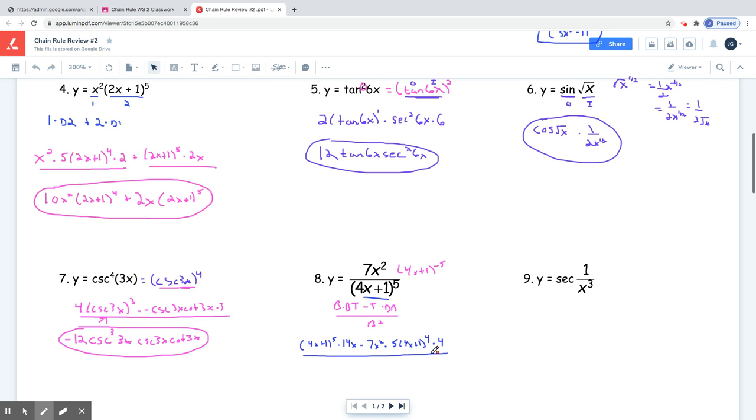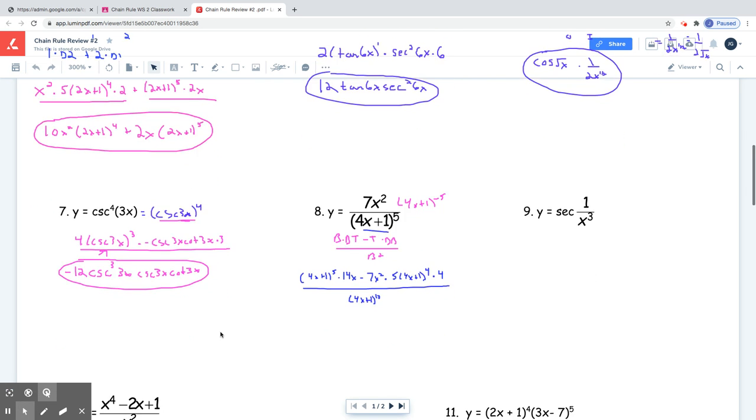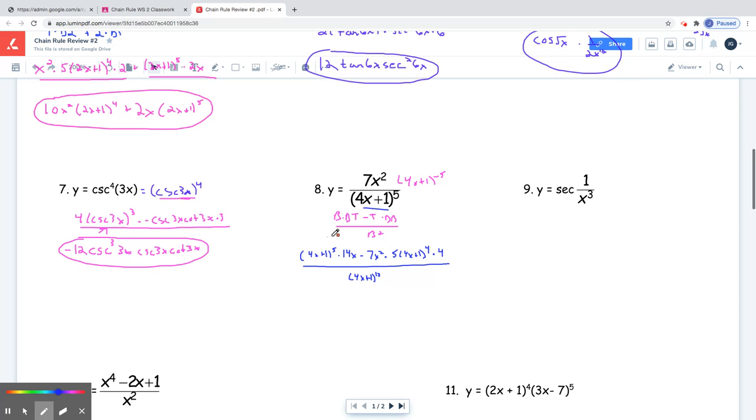And that is all over the bottom squared. When I square something to the 5th power, it becomes to the 10th power. All right. Now, if you can get this, great. Probably for the first quiz we take on this, which is coming up probably early next week, maybe Monday, this would be a good answer.